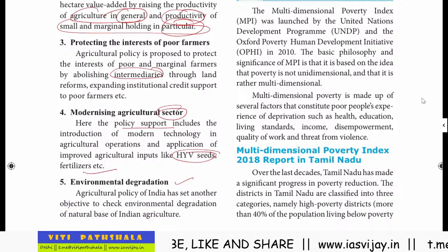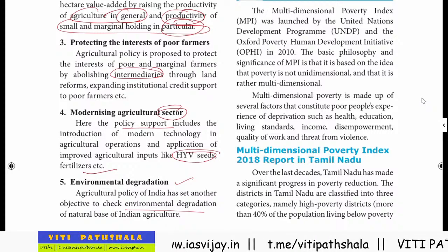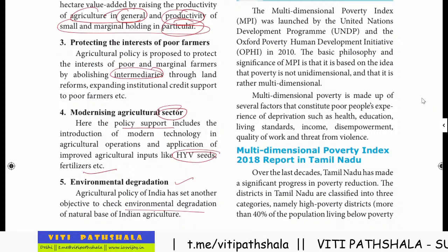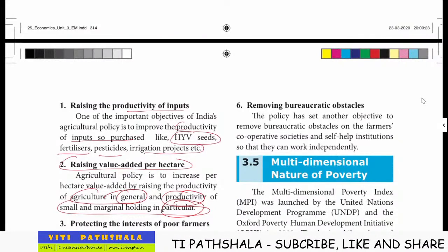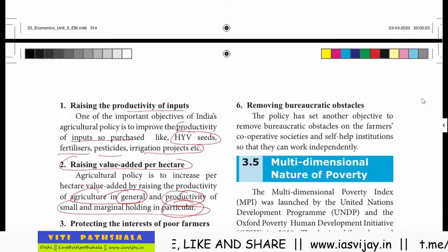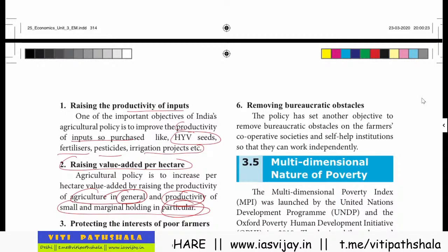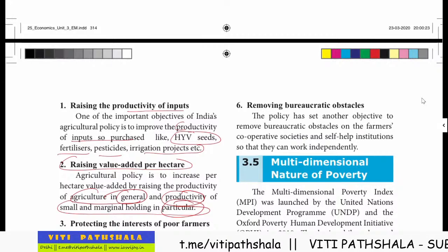Environmental degradation. Agriculture policy of India has set another objective to check the environmental degradation of the natural base of the Indian agriculture. Removing the bureaucratic obstacles. The policy had set up another objective to remove the bureaucratic obstacles of the farmers, cooperative societies, and the self-help institutions so that they can work independently.